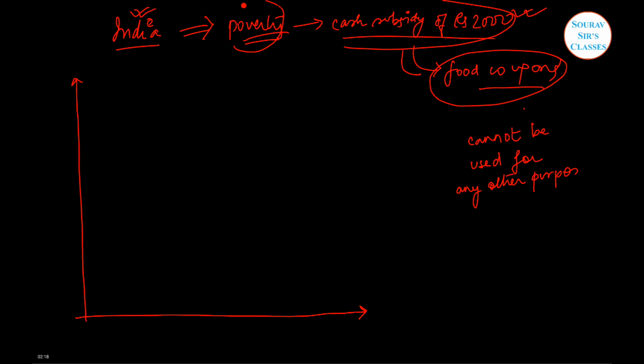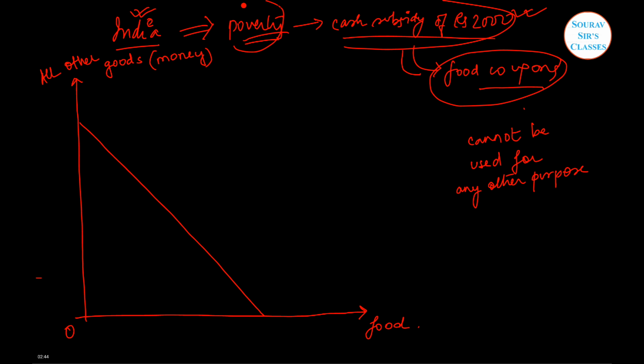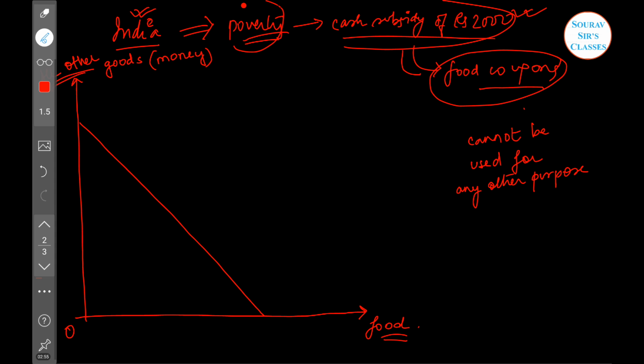Okay, so on the two axes, on the horizontal axis I'll be measuring food, and on the vertical axis I'll measure all other commodities, and this can include money even. So say this is our initial budget line. It will be downward sloping because if you want to have something more, you have to give up the other commodity.